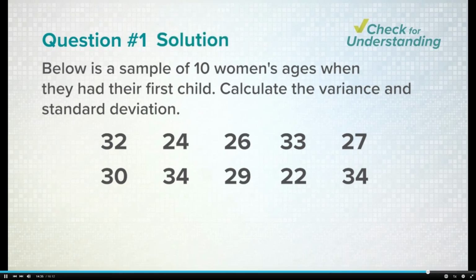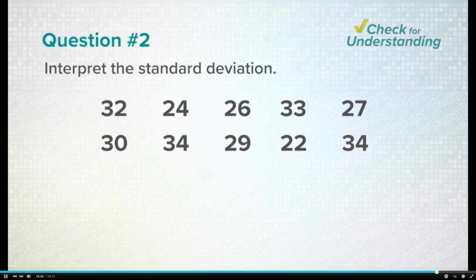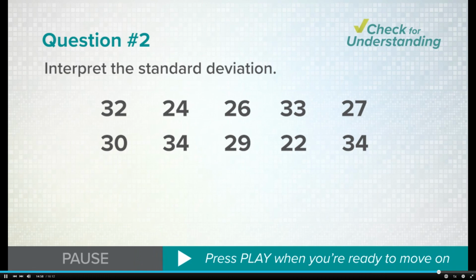Here's the solution to this check for understanding. The variance is approximately 18.1, and the standard deviation is approximately 4.25. Now that we've calculated the variance and standard deviation, let's go one step further and interpret the standard deviation. Go ahead and pause to take some time to do this. Click play when you're ready.